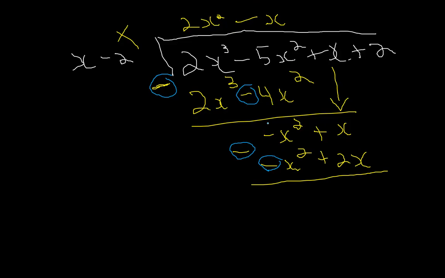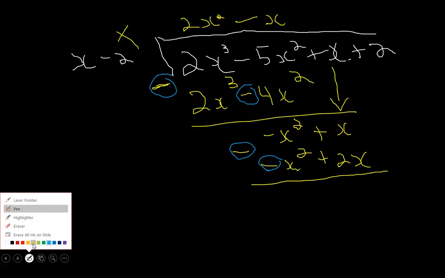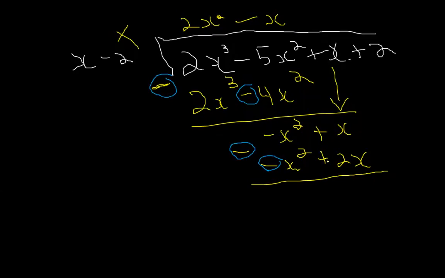So what does that mean? That means minus x squared plus x squared, which is 0. You don't have to write a 0. Then x minus 2x, that's minus x. Bring down the next term. The next term is plus 2.